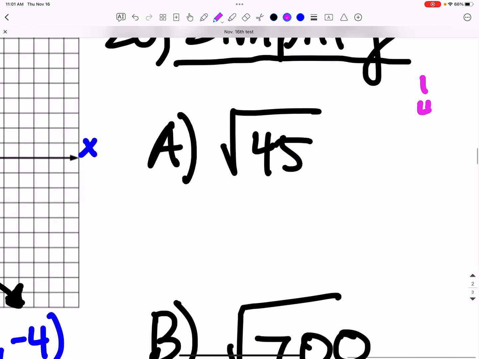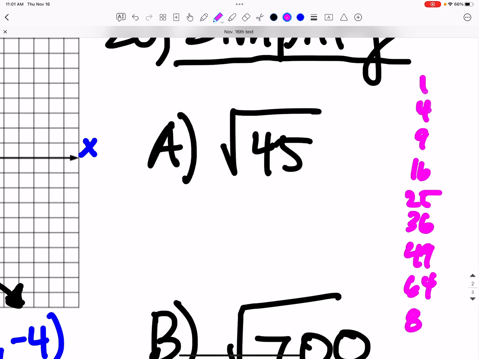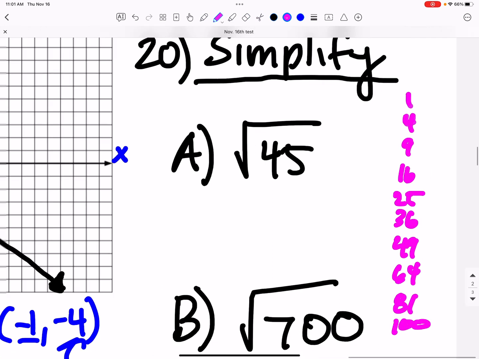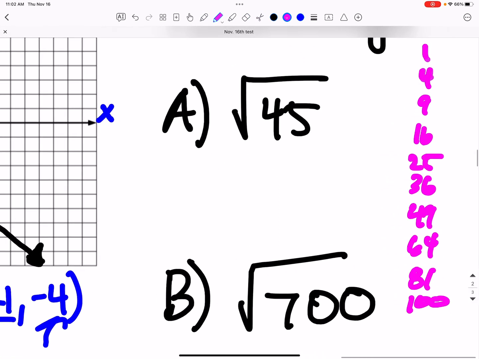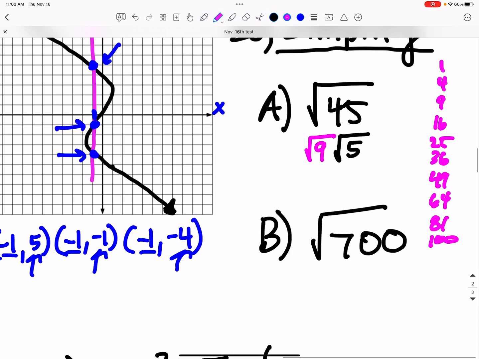Okay, these ones, we're still not great at these, but they should be easy. We use pink numbers. 1, 4, 9, 16, 25, 36. These are the perfect squares. 49, 64, 81, 100. And we try to use the biggest one we can to use multiplication to break these into two parts. The biggest one I can use for 45 is 9. So 9, and then the other one doesn't have to be pink. 9 times 5. For 100, for 700, it's going to be pretty much any of the hundreds.